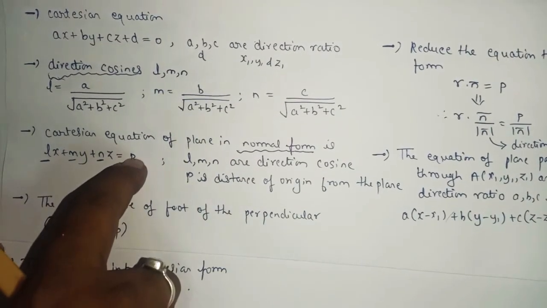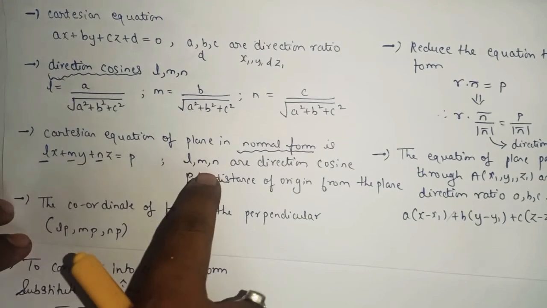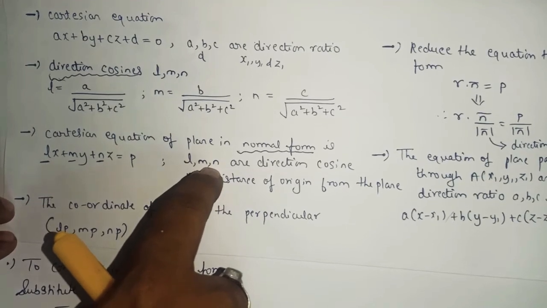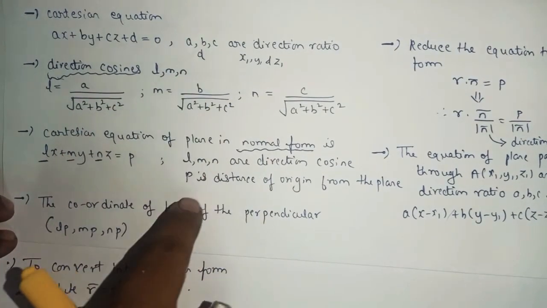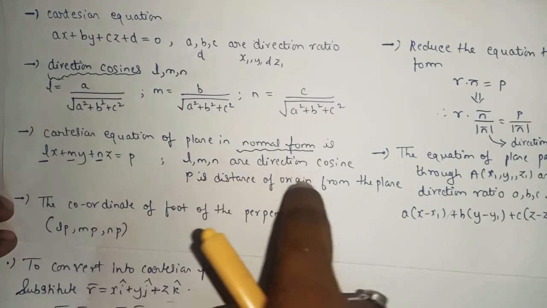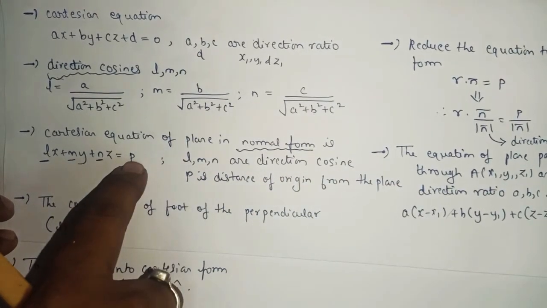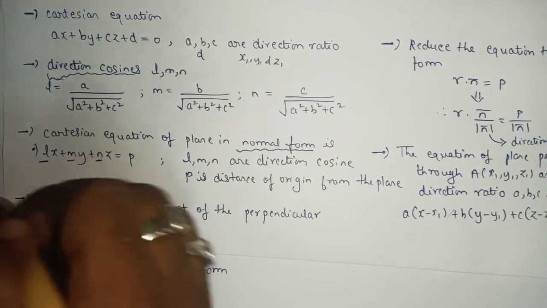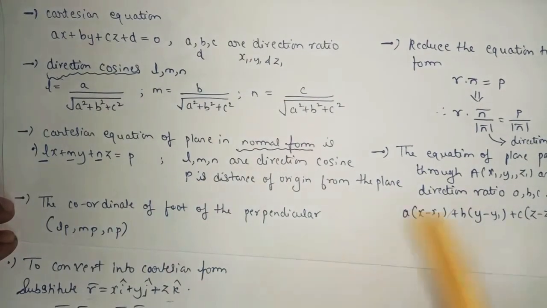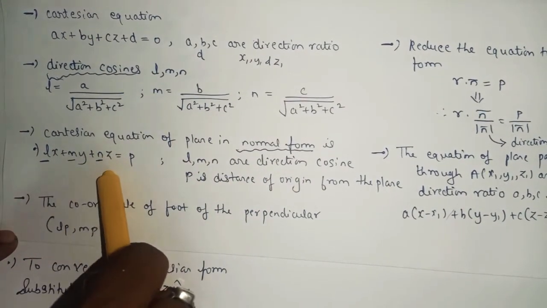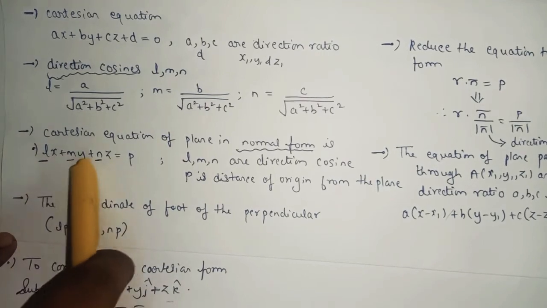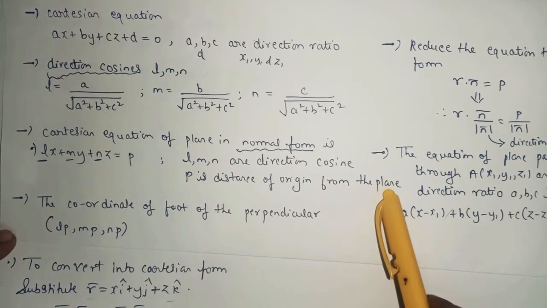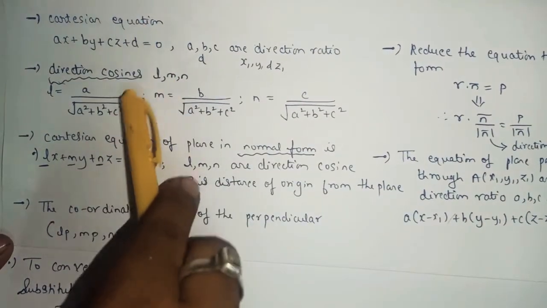So if the question says you have to find the direction cosine, it means l, m, n. If it says to find the direction ratio, it is a, b, c. And if the question says you have to find the distance of the origin from the plane, it is p. So this is a very important formula: the Cartesian equation of the plane in the normal form is lx plus my plus nz equals p, where l, m, n are the direction cosines and p is the distance of the origin from the plane. I hope you all understood these three concepts.